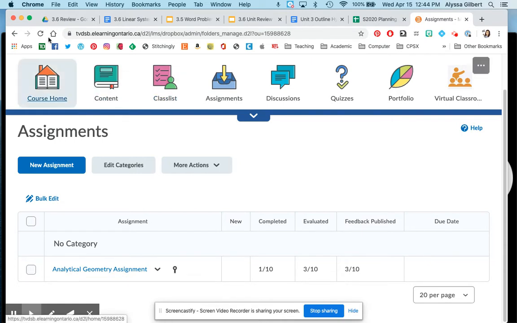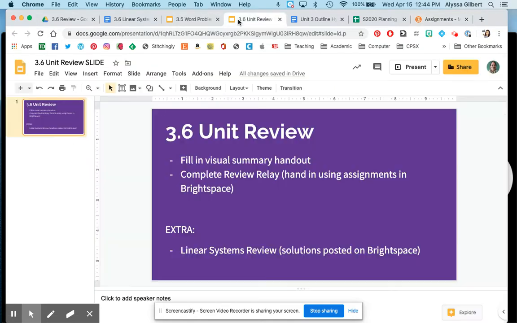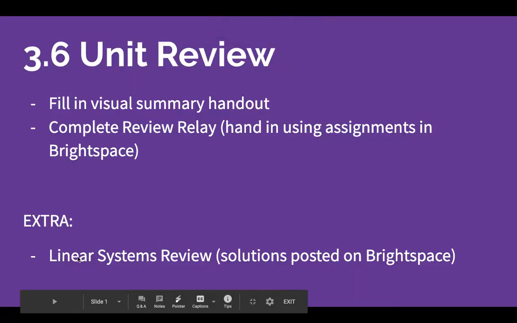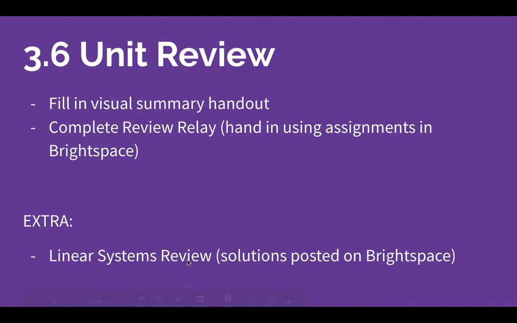Okay, let's go back to the slide just so I know what else we're doing. Yes, there will be some extra work. If you would like, I'm going to post another linear systems review handout. It's kind of like how a test would be set out. You're not going to have to do it, but if you do want to go through it for extra practice, you can do that, and I will post my solutions on Brightspace. Okay, so let's go over this visual summary then.